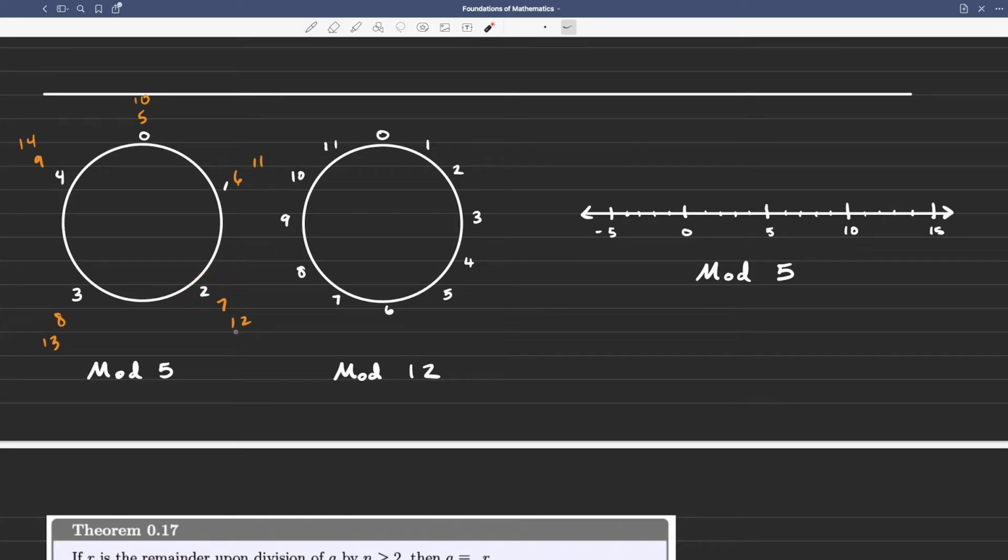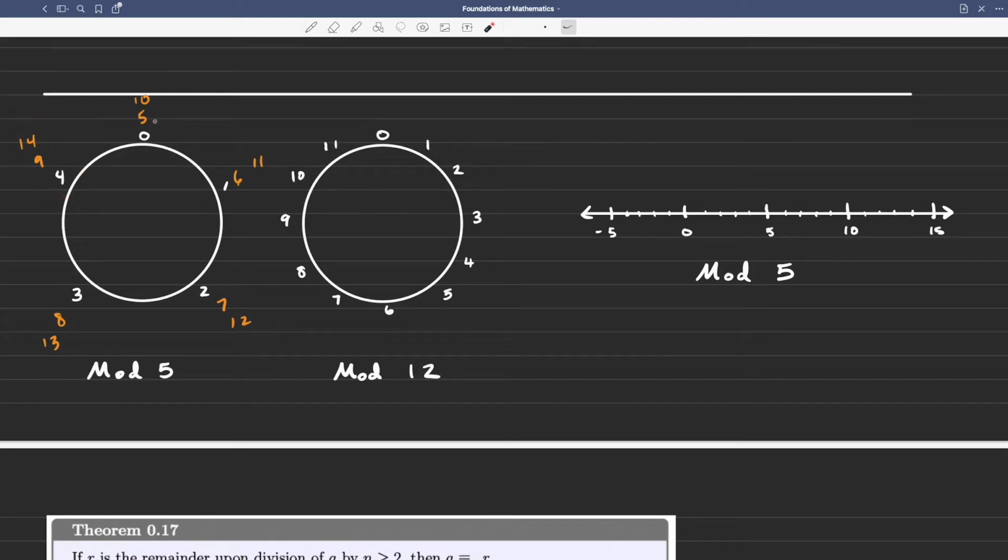So if you take any of the numbers in the same position on the clock and you subtract them, you're going to get a multiple of 5. For example, 2 minus 12 is negative 10. That's a multiple of 5. Or over here, if you do 13 minus 8, that's a multiple of 5. Over here, if you do 14 minus 4, that's a multiple of 5.